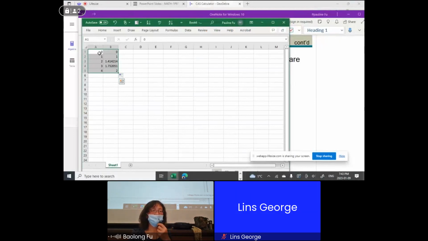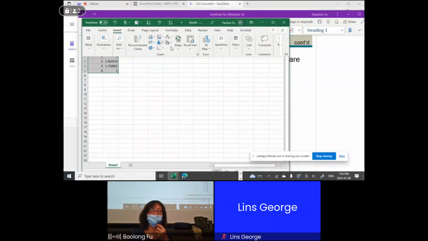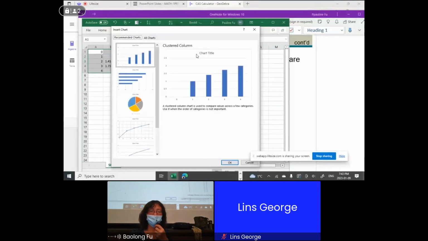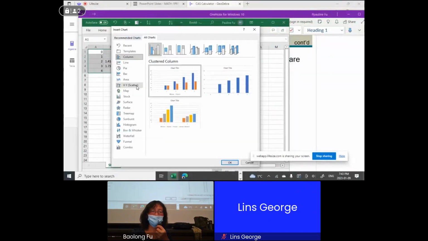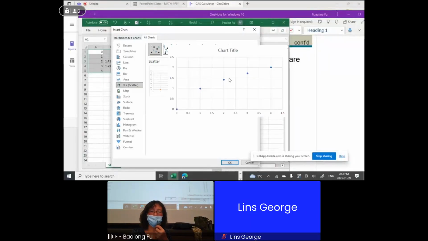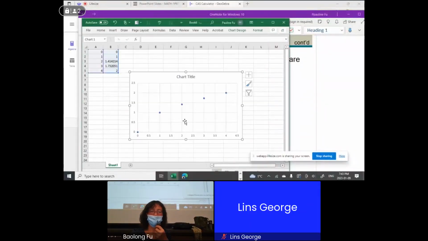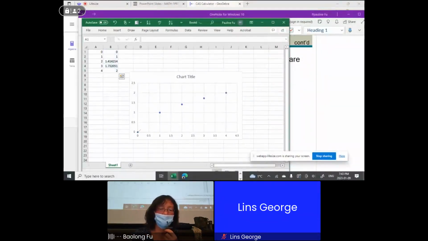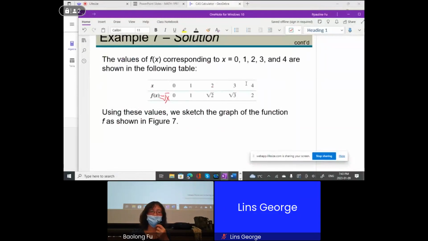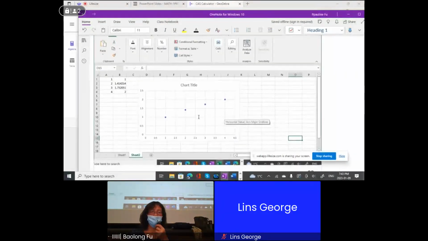So select those data, go to Insert, Charts, All Charts, X Y scatter, click this one. And this joins all these points together. This is the sketch. Any questions? So this is in Excel.